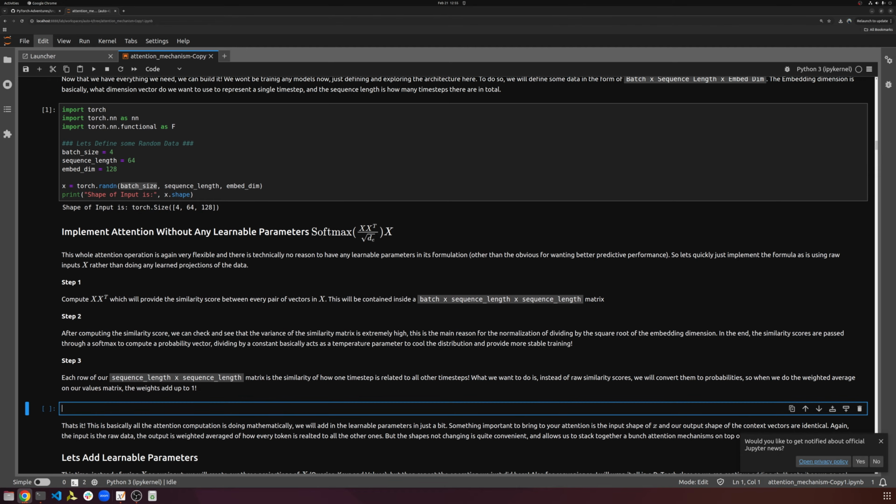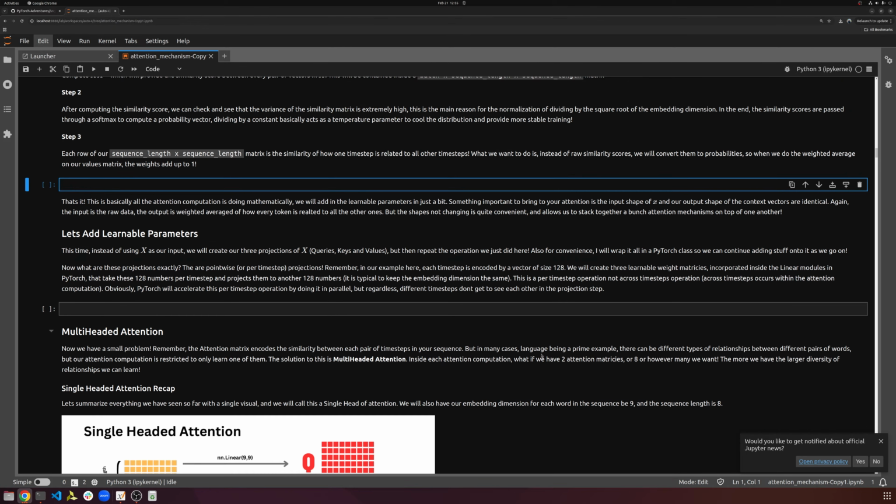So very simple. I'm going to call this a similarity matrix, so similarity. And this is going to be just following the formula. X at X dot transpose, and probably good to mention this actually.